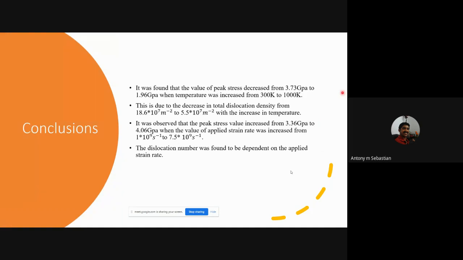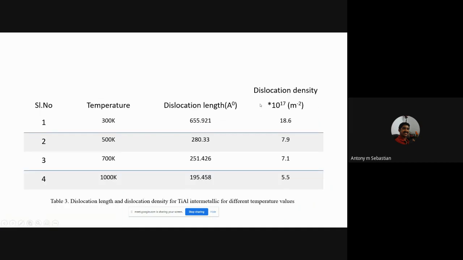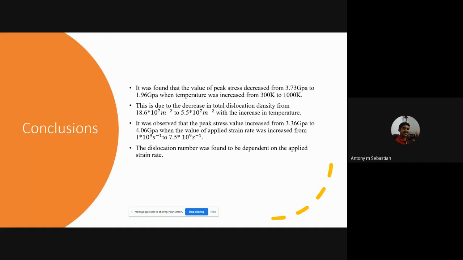So what are the conclusions that we can take? The first conclusion is that the value of peak stress decreased from 3.73 gigapascal to 1.96 gigapascal when temperature was increased from 300 Kelvin to 1000 Kelvin. And this is mainly because of the decrease in total dislocation density value, which I have shown earlier, from 18.6 to 5.5 into 10 raised to 17 per meter square.